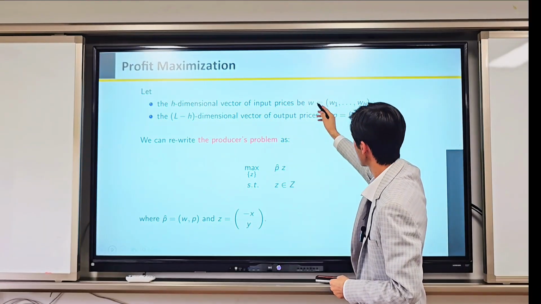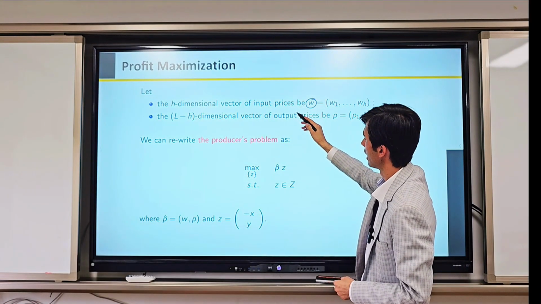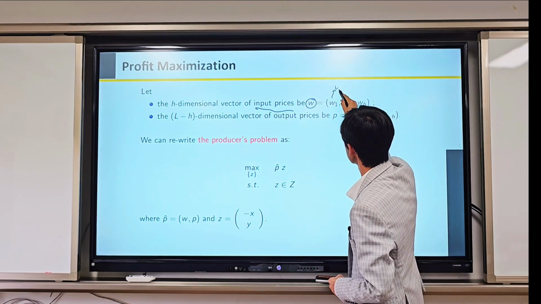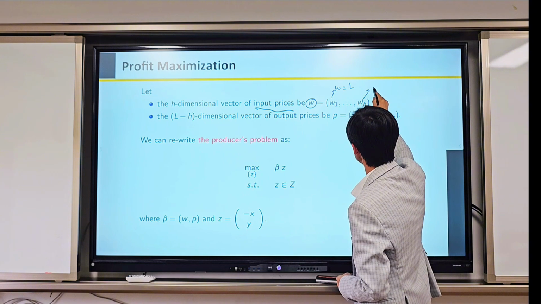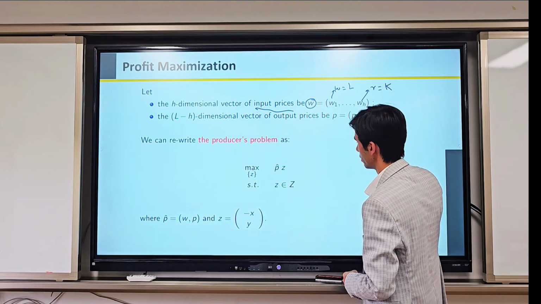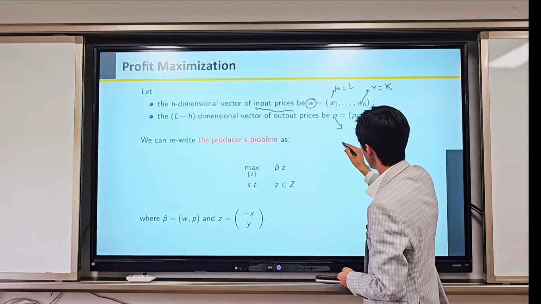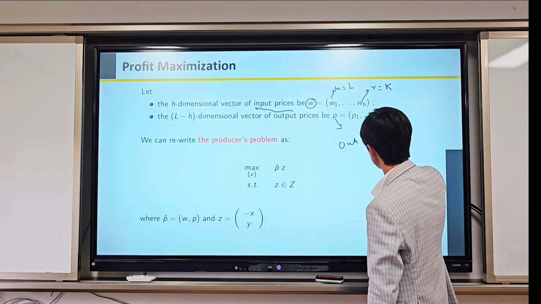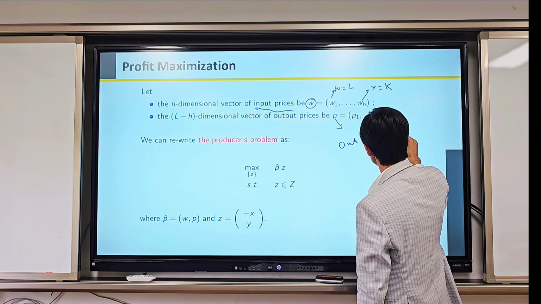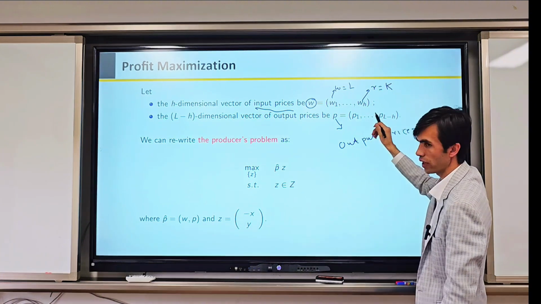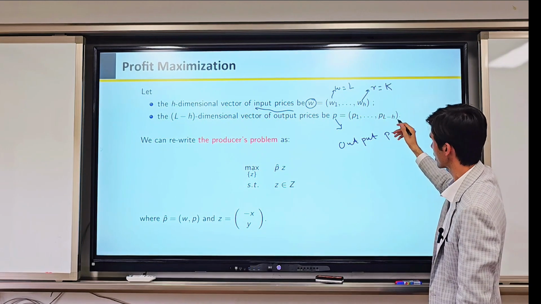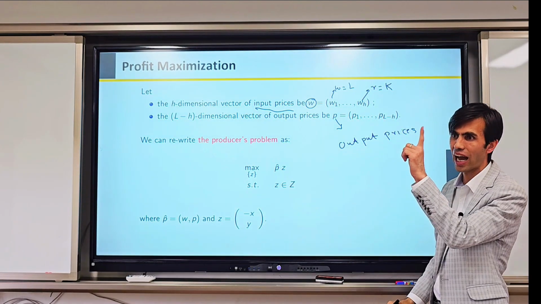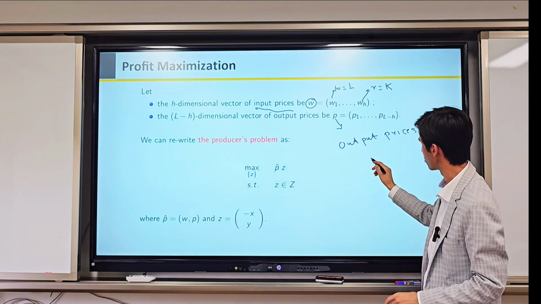Again, as I said before, the W is the input prices, which can be W1 or just simply W for the case of labor, which can be R as the case of capital. And the P is the output prices. It can be P1 for output one. It can be PL minus H for the output L minus H. But in the case of only one output, then we have only one P.